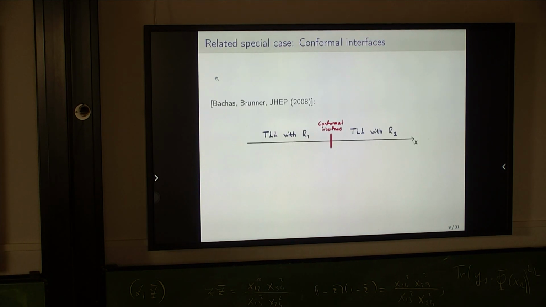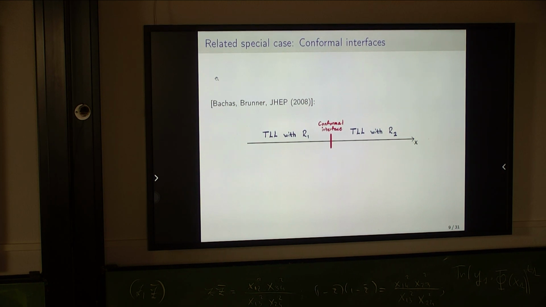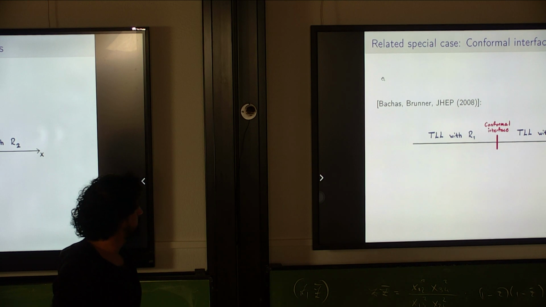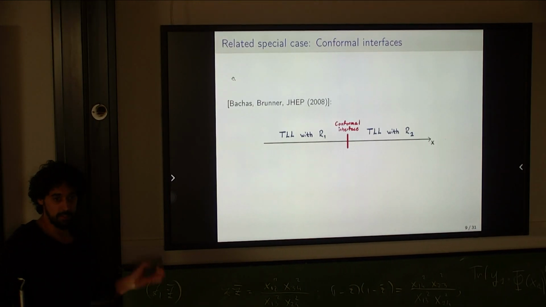I also mentioned this action functional in the sense that it connects back to some previous works, which was actually carried out at ETH. In this work by Bachas and Brunner from 2008, they considered two compactified bosonic theories with different compactification radii, and they connect them at one point. So half-infinite systems connect at one point, and at that point they need to put in a so-called conformal interface, and then they study this model.